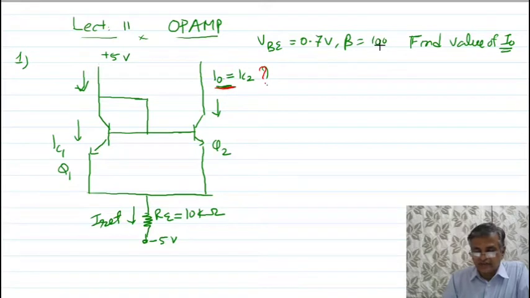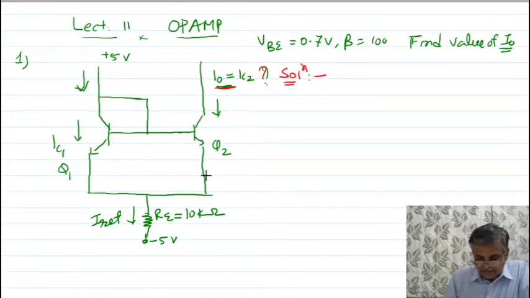This data is given. So let us start the solution of this. Now think, what is the way to find the answer? See here, let me say this current is emitter current. So I will write here emitter current IE1, and I write here emitter current IE2.